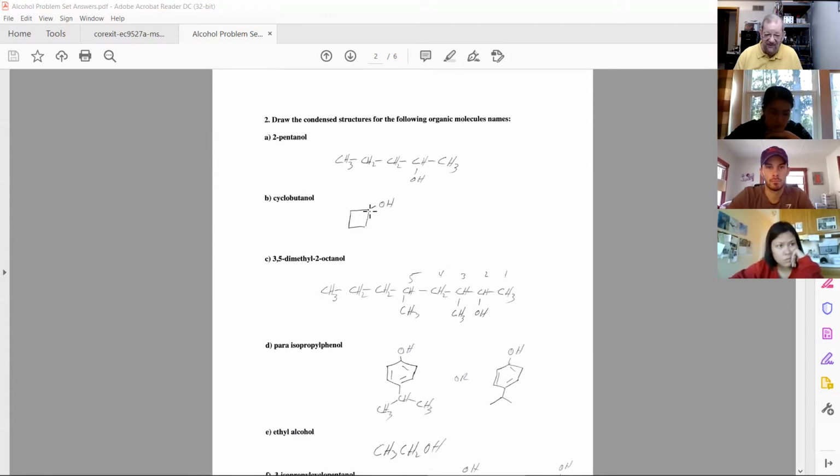Now, if we look at B, OL ending, alcohol, if it was an E, cyclobutane, this 4-membered ring, and you could put the hydroxyl group on any carbon. And if we look at C, we have 2-octanol, OL ending, if that were E, octane, 8 carbons, where the hydroxyl group is on carbon 2, and carbons 3 and 5, dimethyl, which is this.